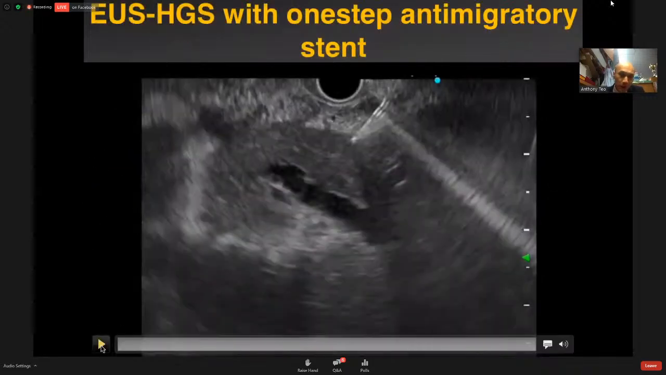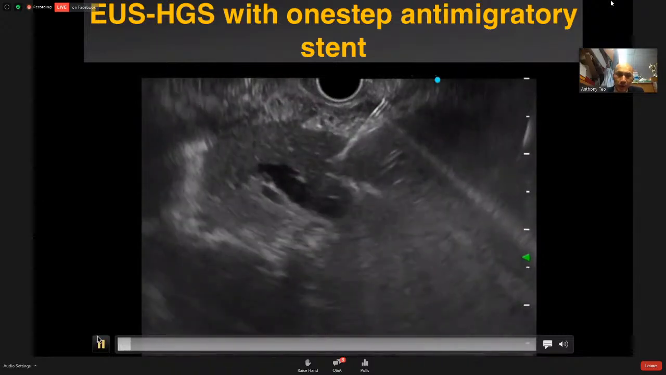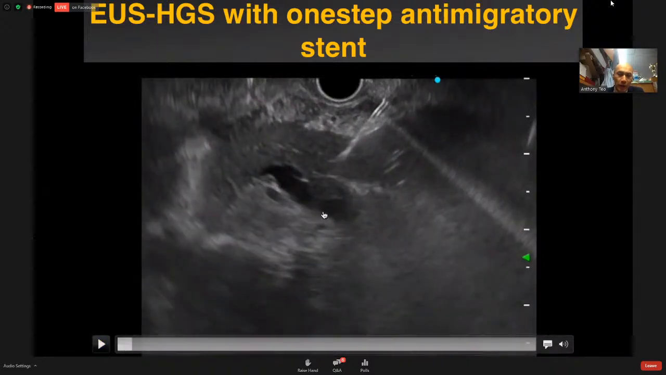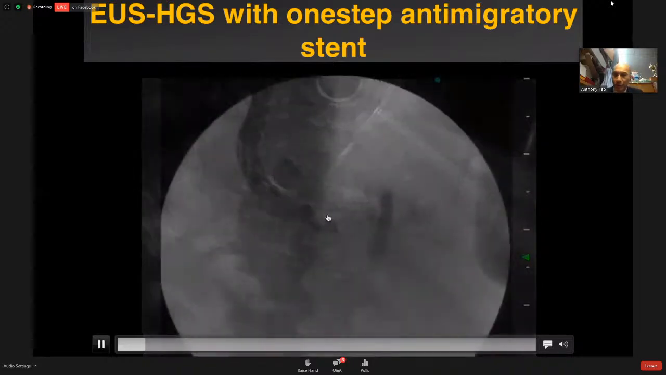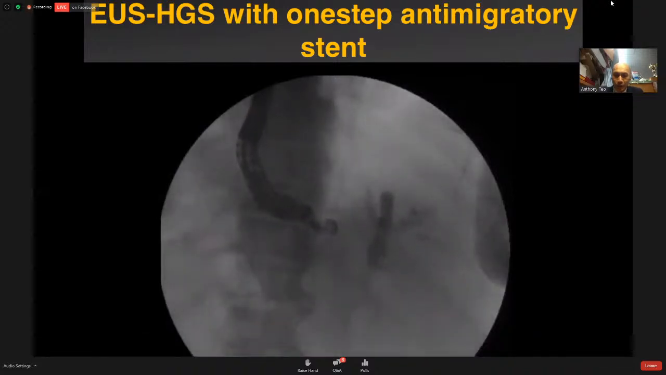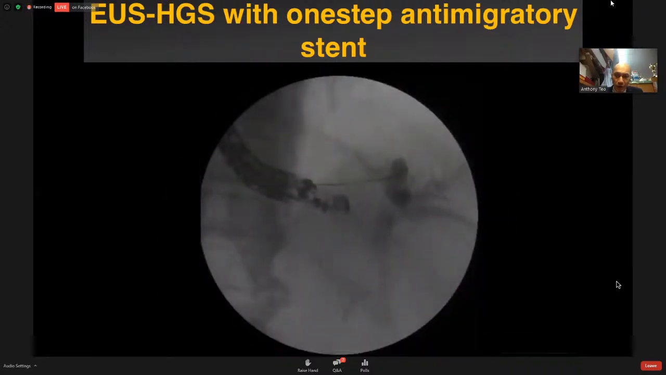So this is a patient with a hepaticogastrostomy. This is the EUS scope placed in the stomach. You can see a dilated left intrahepatic duct. So puncture first with a 19 gauge needle. You can see the patient previously had a duodenal stent. That's why they cannot perform ERCP. After puncture with the needle, a guide wire is passed down.